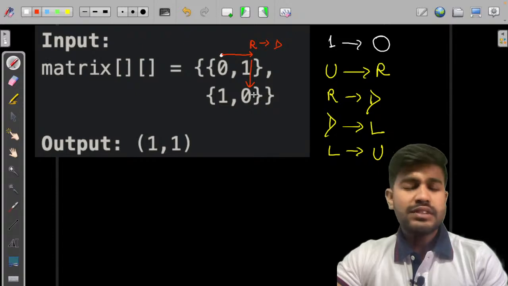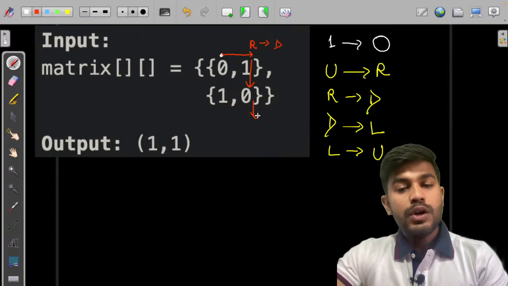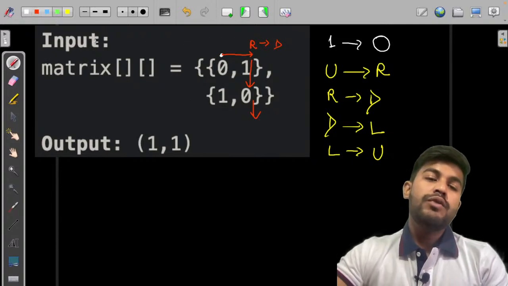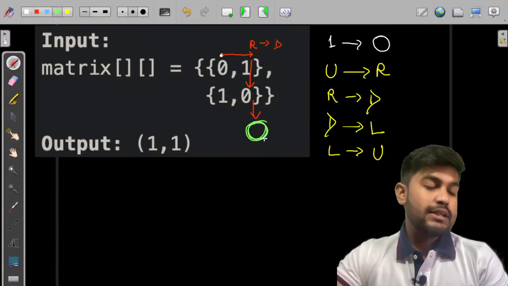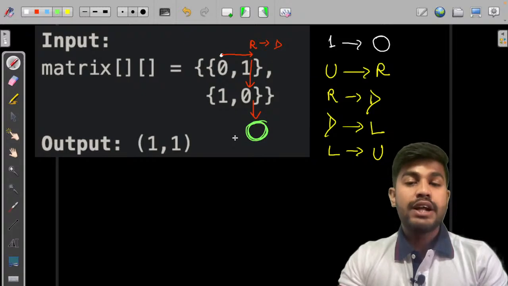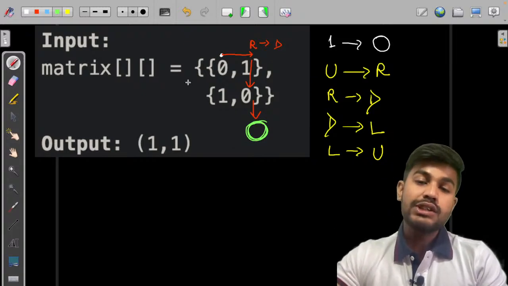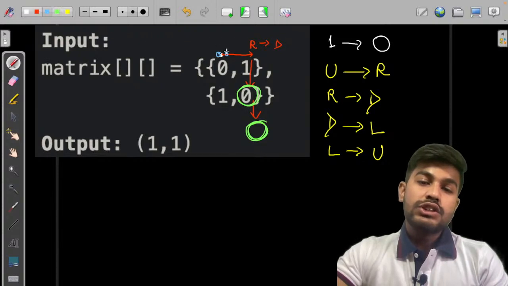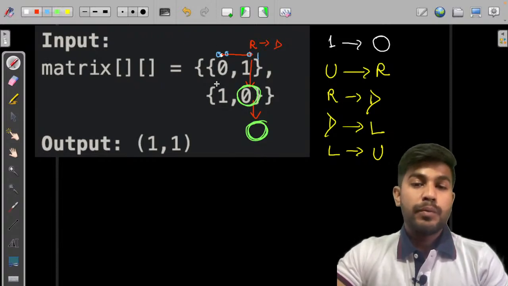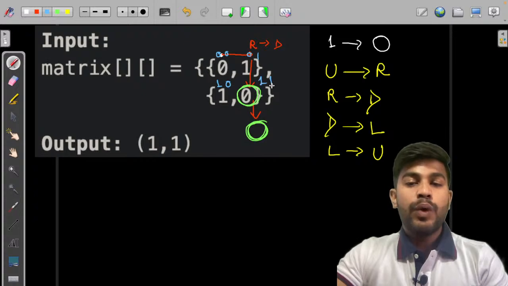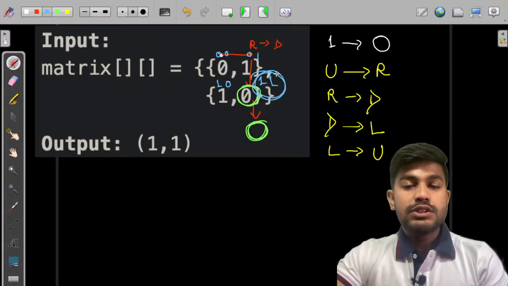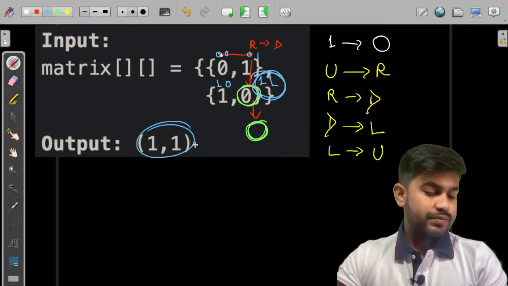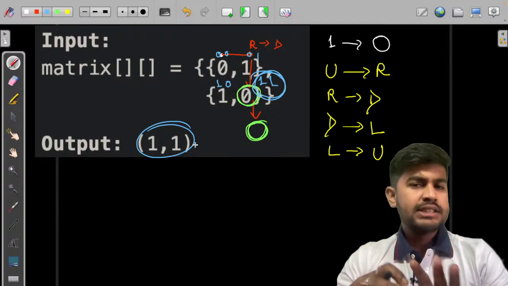Okay, then this is 0, so we need to continue moving down. When we continue moving down, we come to the point where we are outside the matrix. And which address led me outside the matrix? This address. So what is the address here? 1, 1. That is why the answer to this is 1, 1. Fair enough. I hope things are pretty clear.